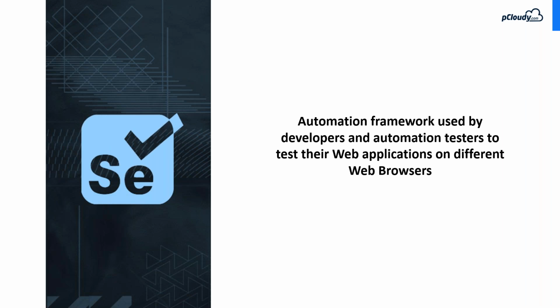So what is Selenium? Selenium is an open source automation framework tool, mainly used by developers and automation testers to test their web applications on different web browsers and operating systems. Selenium supports a wide variety of programming languages like Java, PHP, JavaScript, Python, Ruby, C#, and so on. Hence, testers and developers have the option to write test scripts in a number of programming languages.